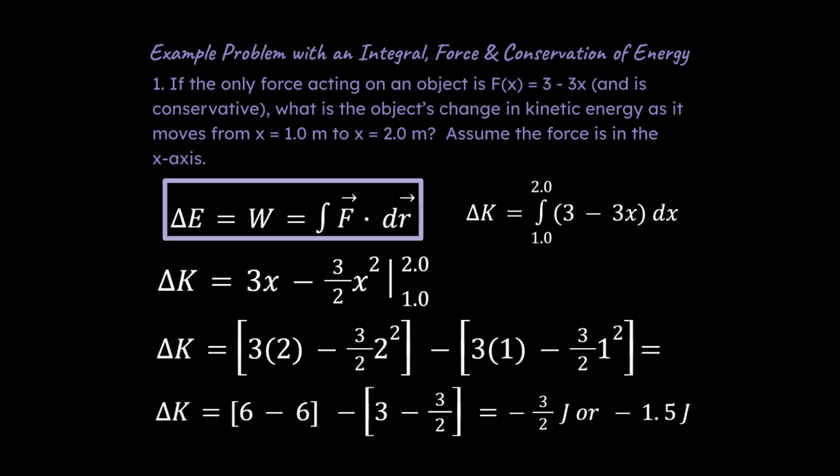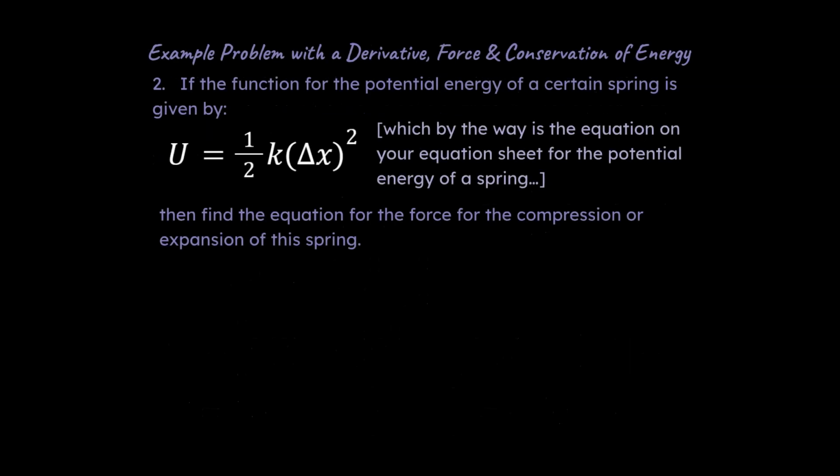Now you could say, why do we get a negative 1.5 joules? How does that all work out? Well, that would be like a block that slides and runs up against a spring that slows and stops the block. Alright, so fair enough. Let's try another example here and take a look at this.